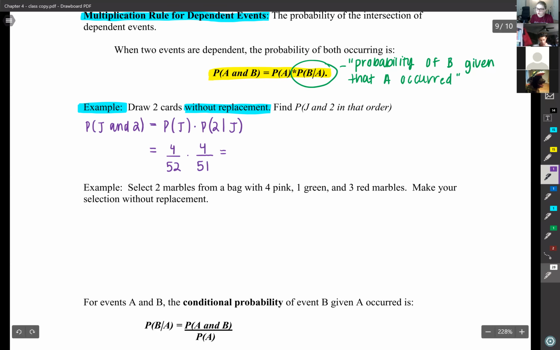So if I just multiply these across, this ends up giving me, in reduced form, 4 over 663. Let me double check that. Yeah.